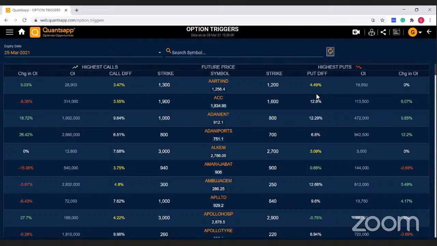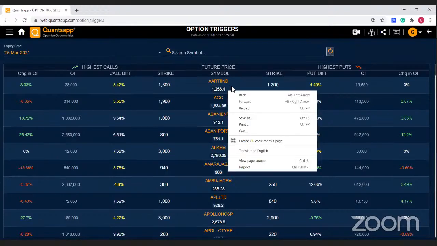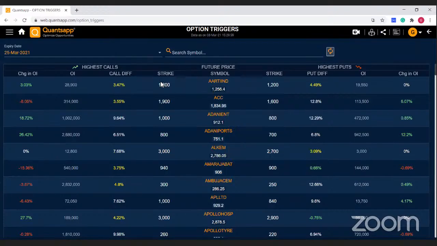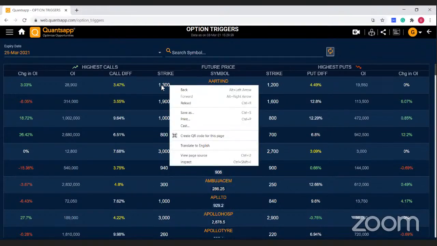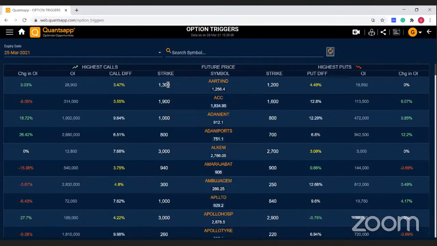So it gives me an idea of how far a stock is from the highest call and highest put. If I say Aarti India is trading at 1256, and the highest call writers are standing at the 1300 strike, and the highest put is 1200, then it's nearly equidistant from the highest call and highest put. So I won't be interested in it unless there are other specific reasons.